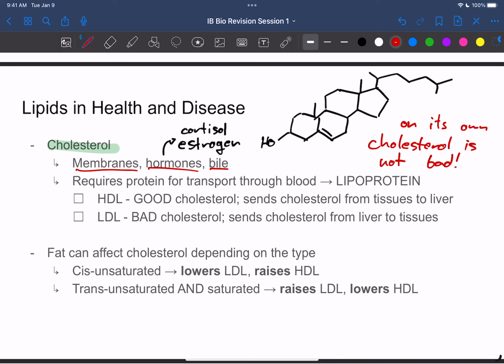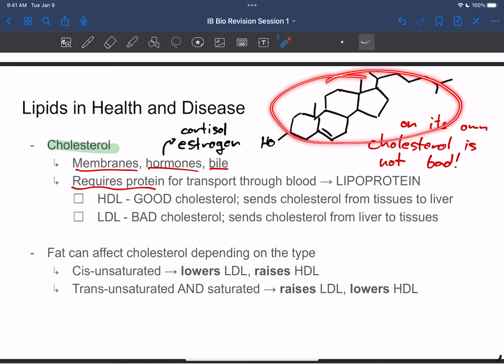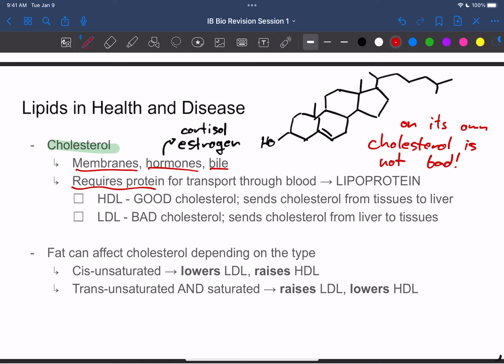Now, cholesterol, in order to transport it throughout your body, it requires a protein. Do you know why? The reason why is because if you look at this OH group, it's the only polar part of this entire molecule. The rest of it is very non-polar because it doesn't have any electronegative groups or any sort of polarity to it. Because of that, this makes it insoluble or hydrophobic.